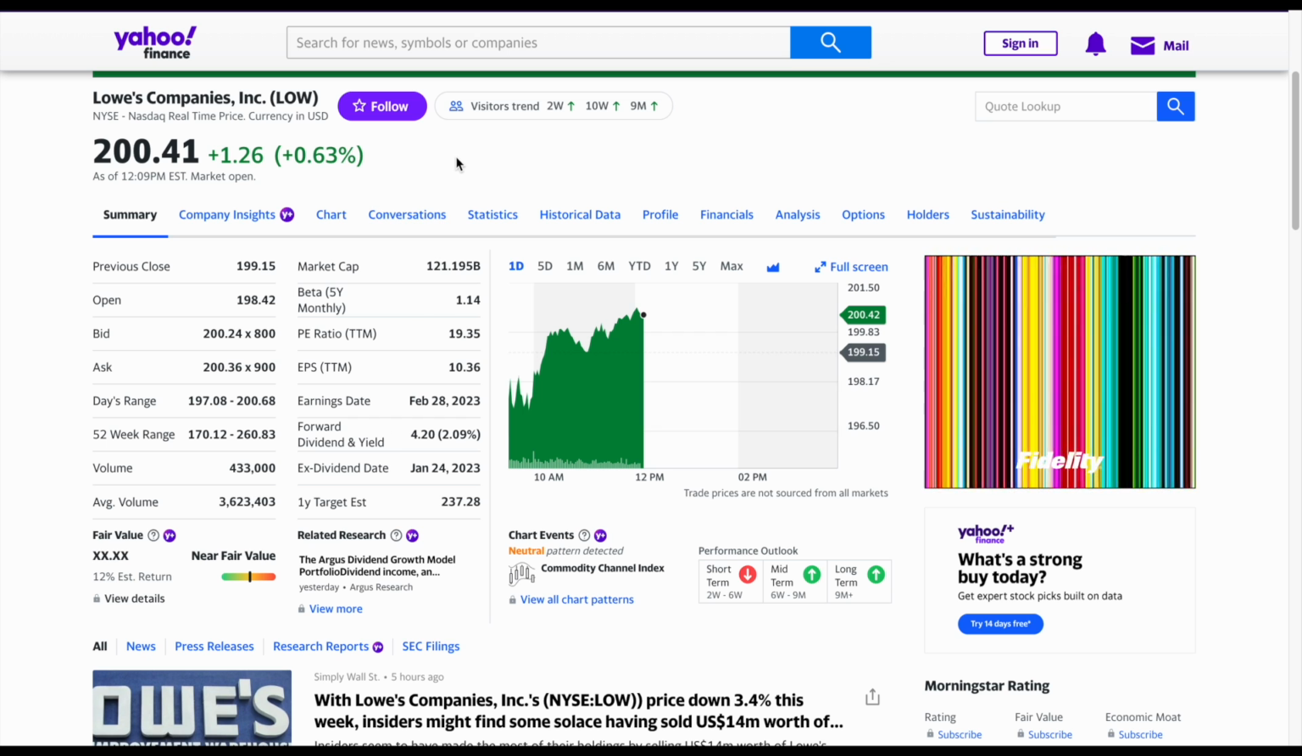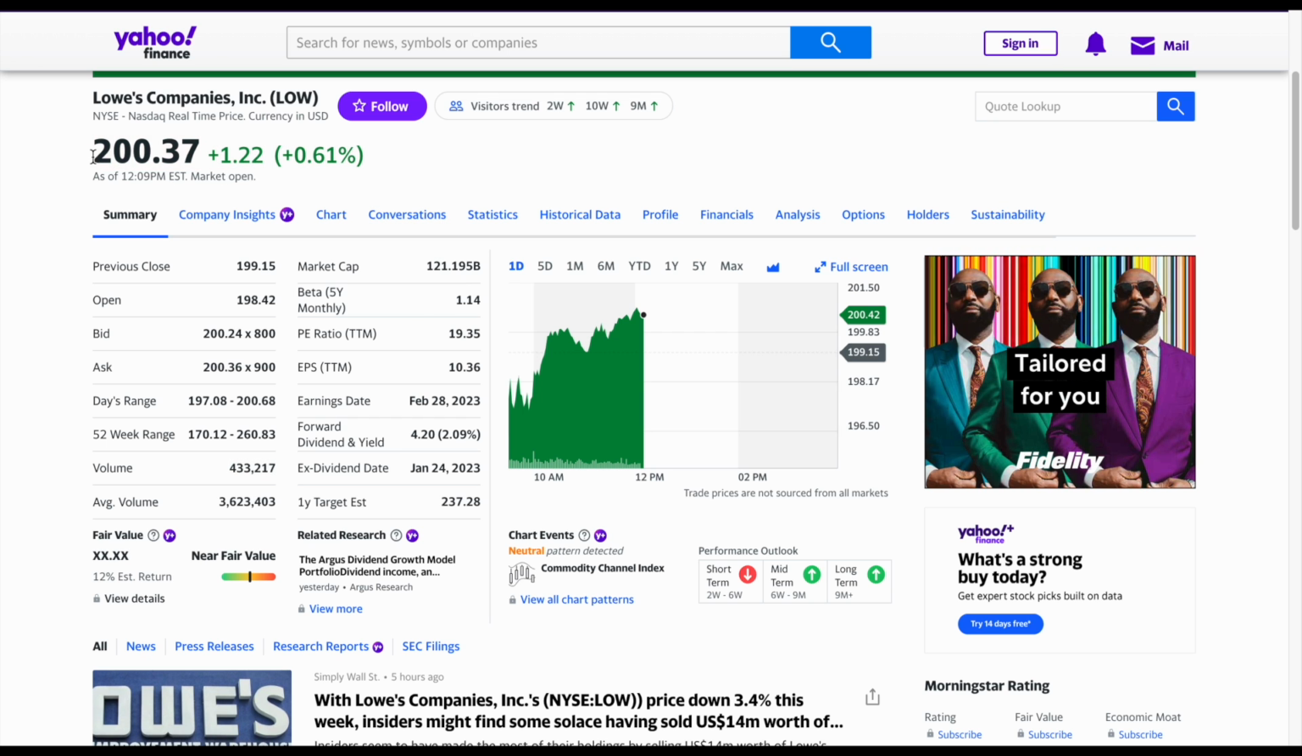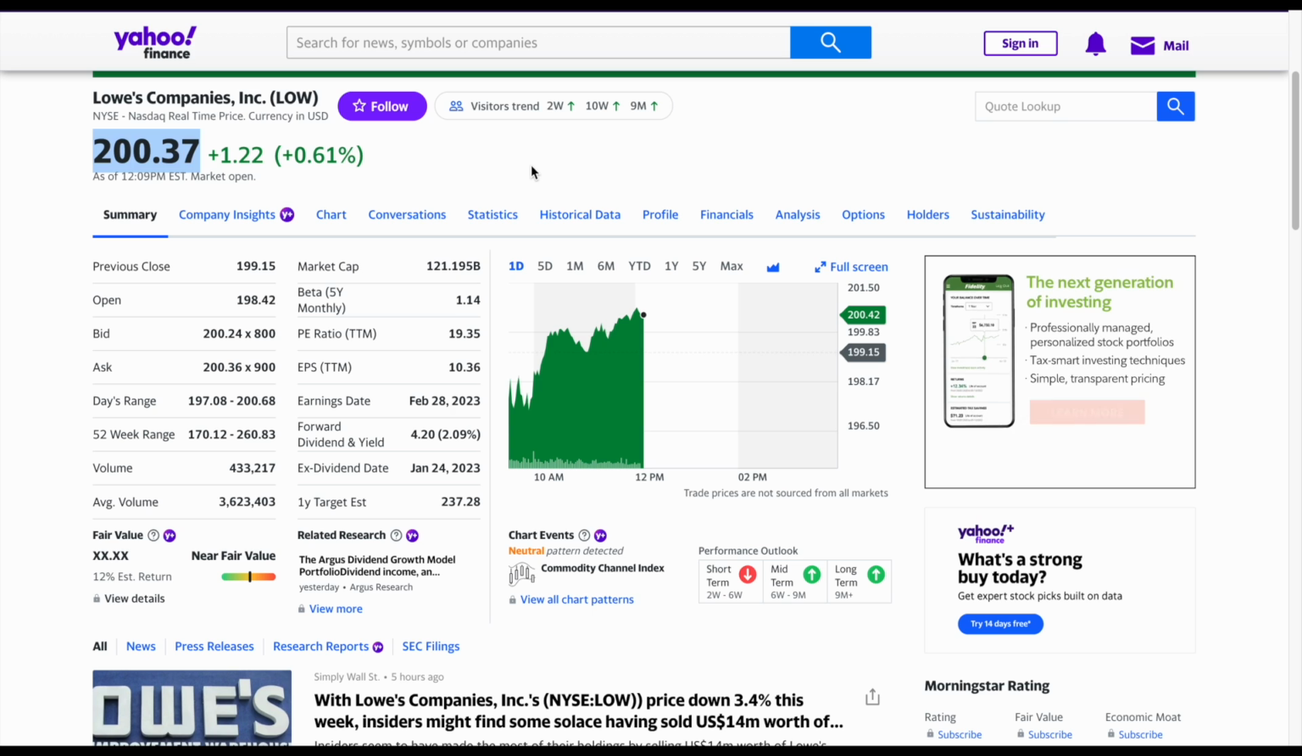We need to go over exactly which of these is important and what they mean. The first thing we obviously need to know is this number right here showing 200.37. That is the price per share, meaning for each share of Lowe's that you purchase, that is how much you will need to put into your investment.